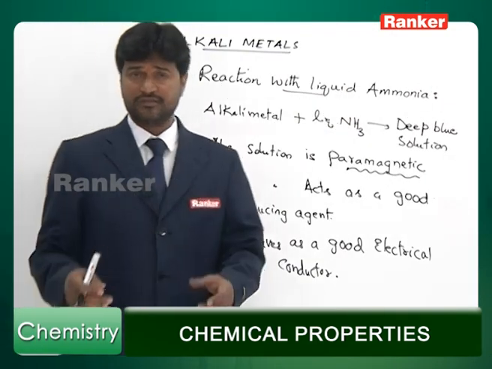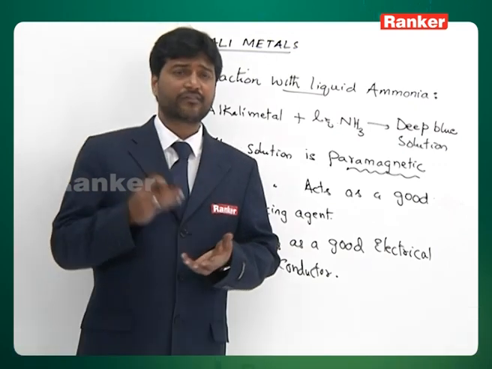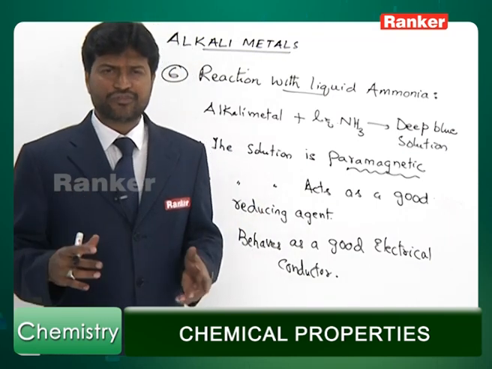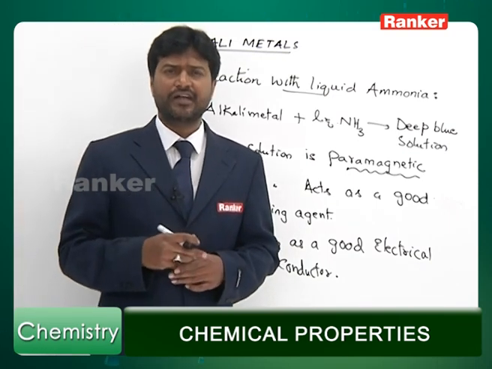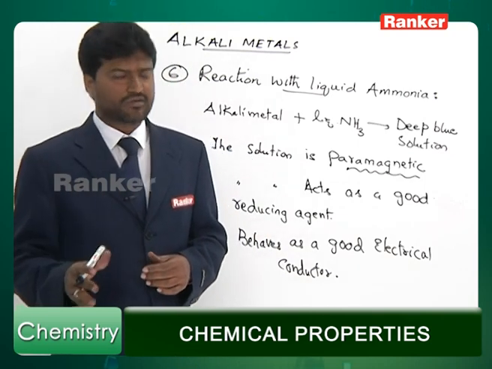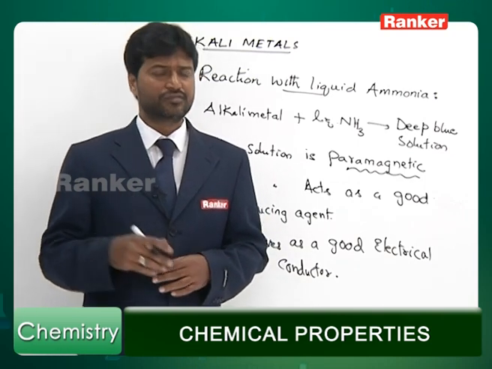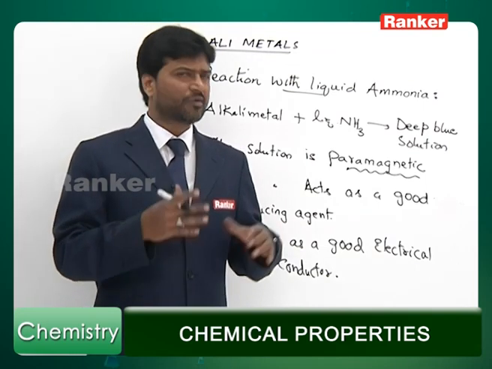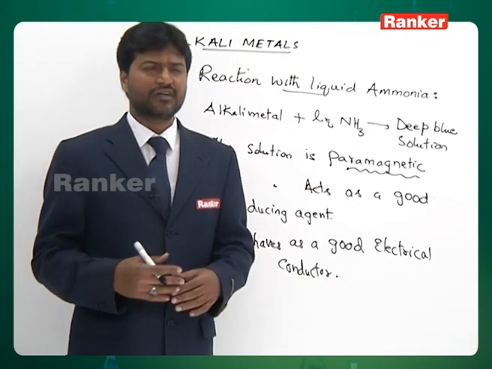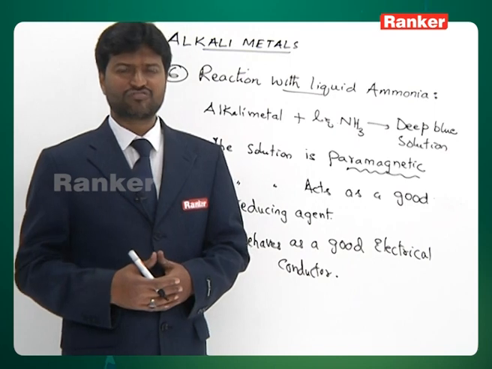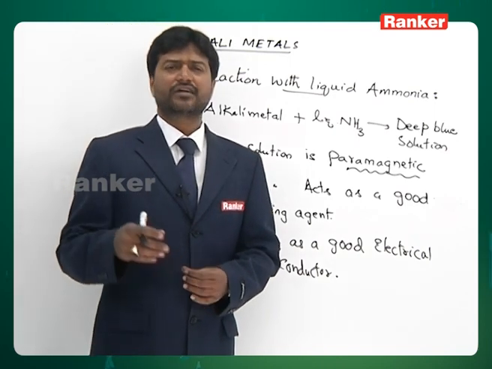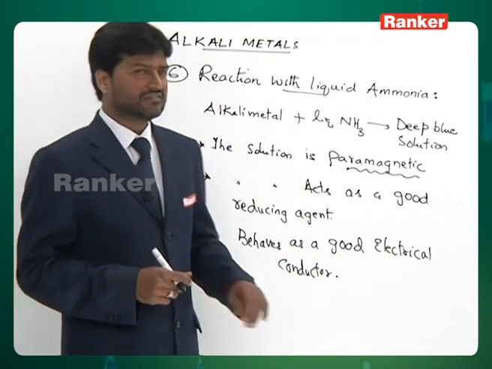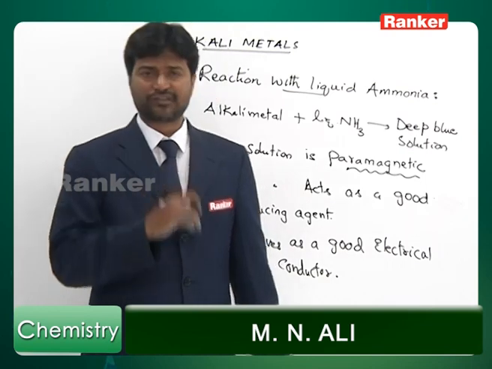I'll repeat these points. When you dissolve alkali metal in liquid ammonia, you get a deep blue colored solution. This solution will be paramagnetic in nature, and this solution will act as a good reducing agent. You know Birch reduction in organic chemistry, where you can bring about 1,4 reduction of dienes, and partial reduction of alkynes to trans alkenes. So, a solution of alkali metal in liquid ammonia behaves as a good reducing agent. Apart from that, the solution will behave as a good electrical conductor.